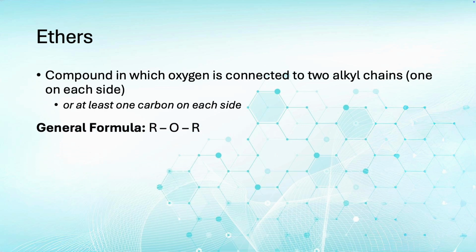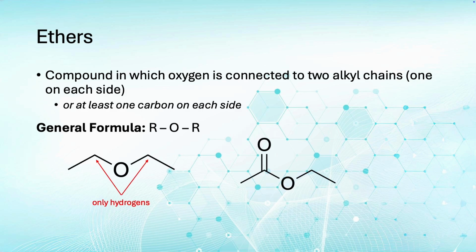However, it's important to check what is attached to the carbon directly attached to the oxygen. The only substituents can be hydrogens. If any other element is attached to the carbon part of the ether, it's now a different functional group. We'll get into a specific example of a different functional group in a later video.